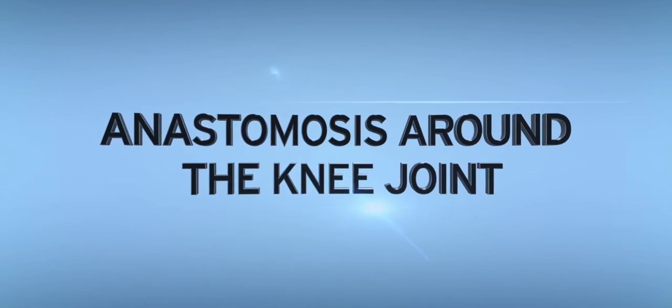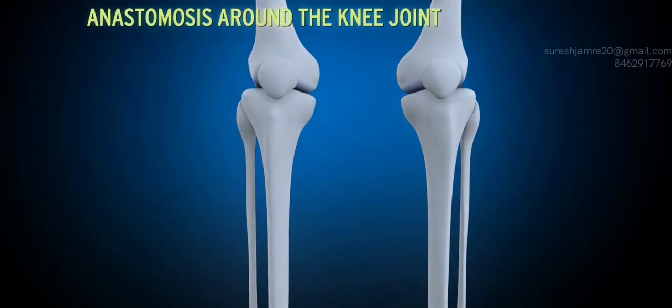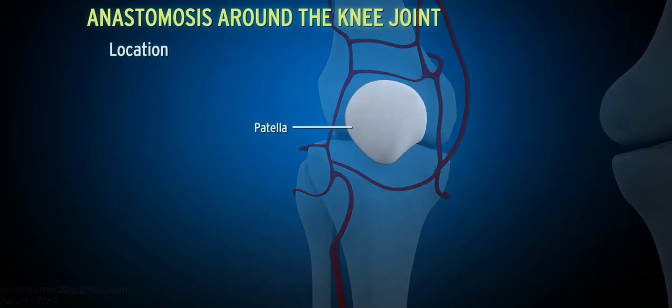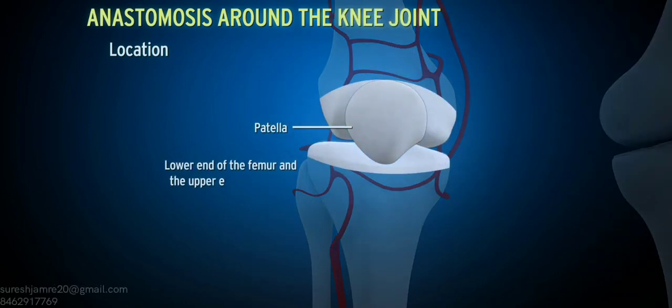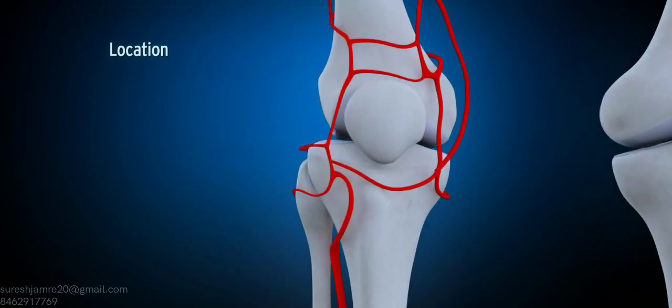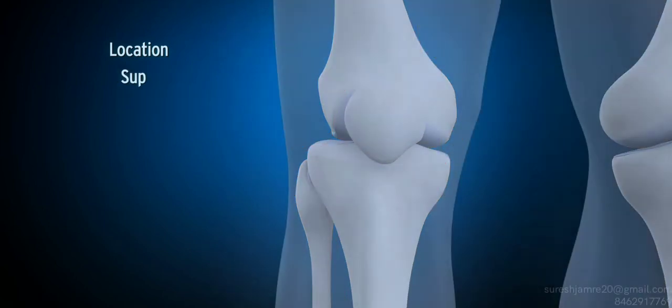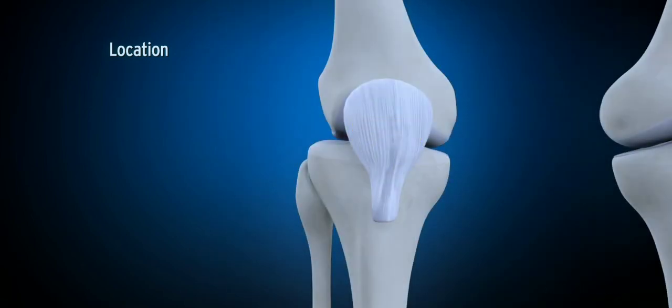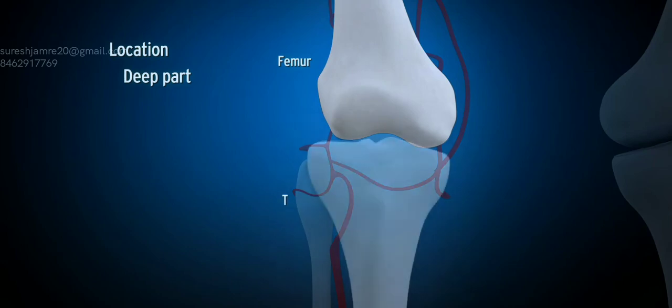Anastomosis around the knee joint. This is a complicated arterial network. Location: around the patella, at the lower end of the femur and the upper end of tibia. The network is divisible into superficial and a deep part. Superficial part lies partly in the superficial fascia around the patella and partly in the fat behind the ligamentum patellae. Deep part lies on the femur and tibia all around their adjoining articular surfaces.